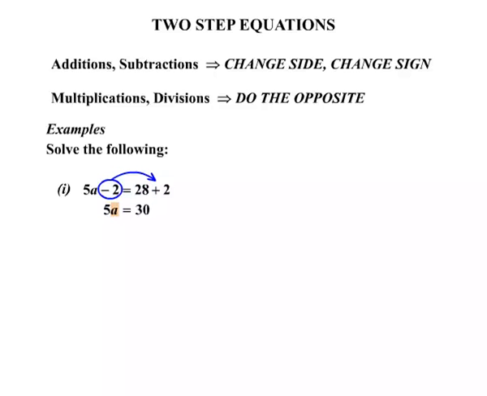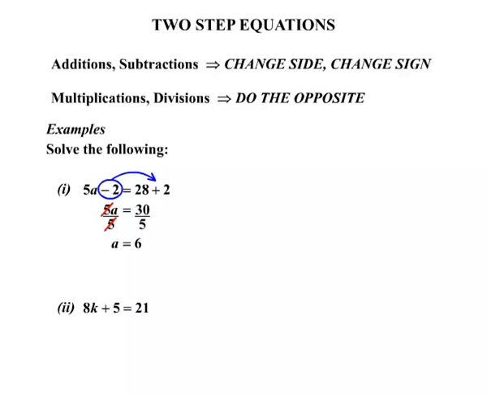Now we need to get the a by itself. At the moment, it's timesing by the 5. The opposite of that is to divide by 5. We must also do it to the other side. The 5's on the left-hand side will cancel each other out. So we've got the a by itself. So we can write a equals, and 30 divided by 5 is 6. So our answer there, a equals 6. Terrific.